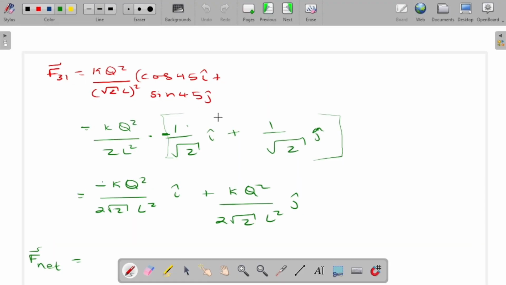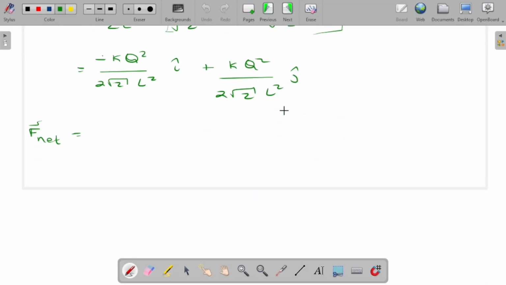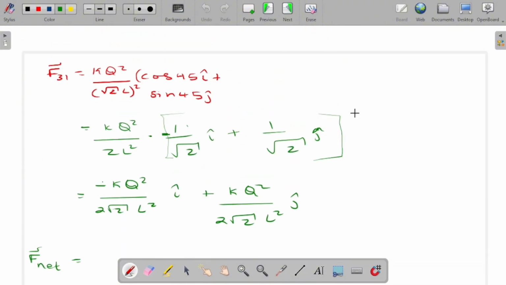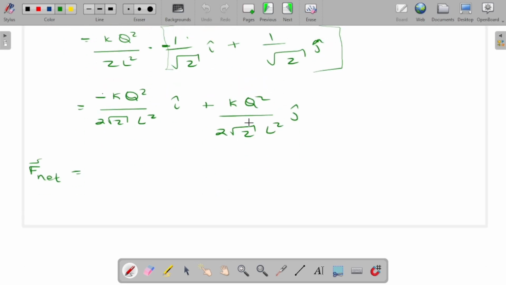So in our last session, we were supposed to add the components because we have found the three forces on one charge. So let's just do that. We are going to add F3 on 1 plus F4 on 1 and then F2 on 1. What is F3 on 1?